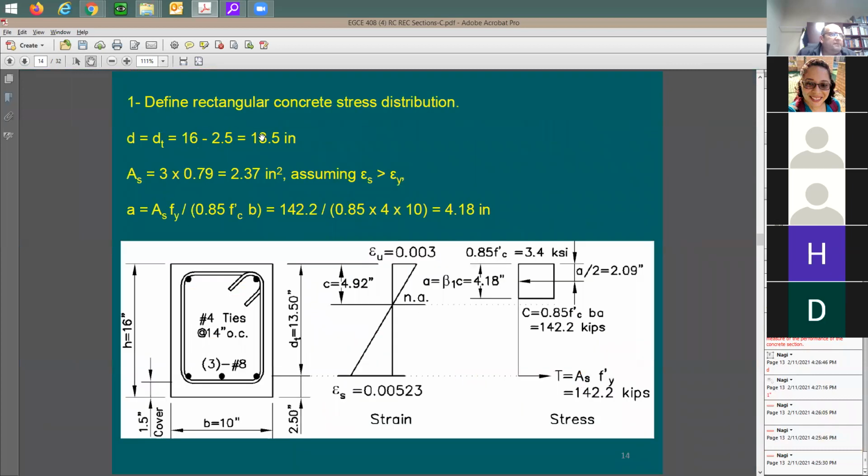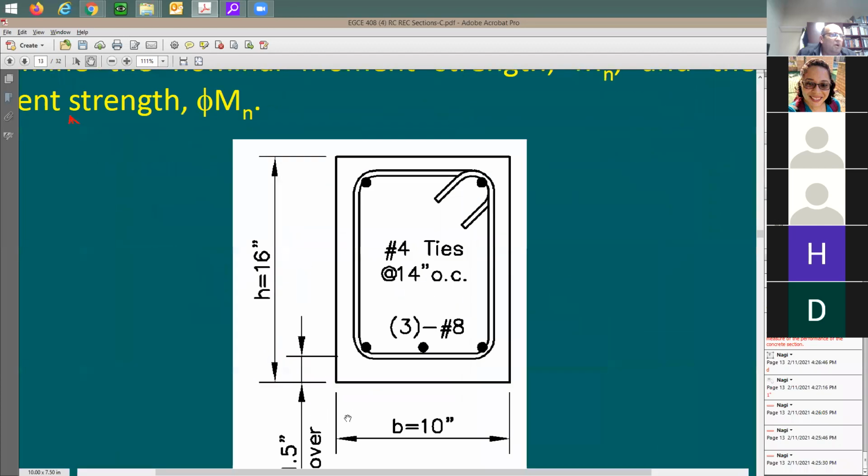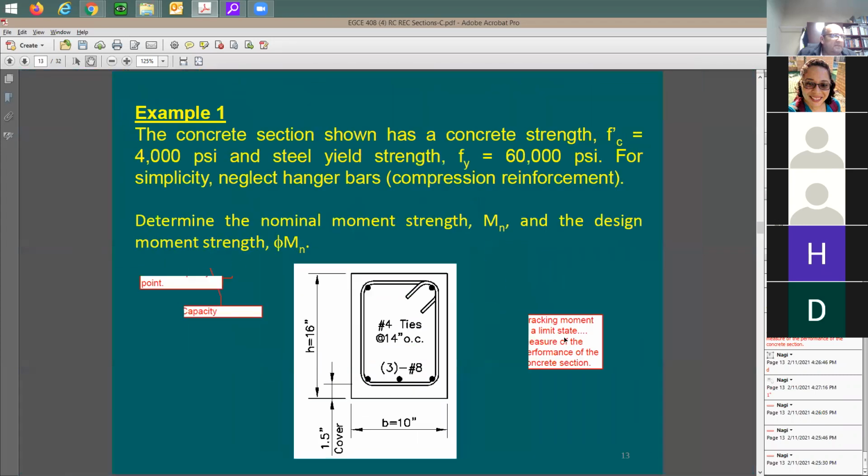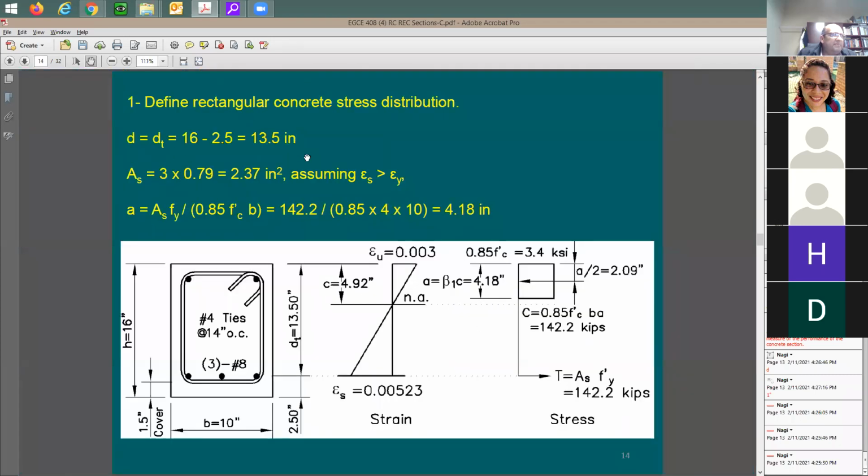Here it is: 16 minus 2.5. Again, where's the 2.5 coming from? 1.5 inch for the cover and 1 inch from the bottom of the cover, or the bottom of the tie, to the center of this tension rebar. So I'm going to say 16 minus 2.5 is going to be 13.5 inch. This is going to be this equation here.